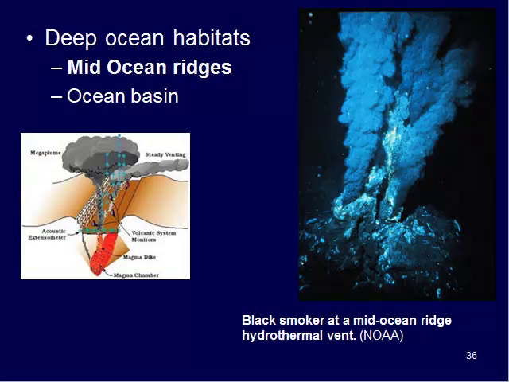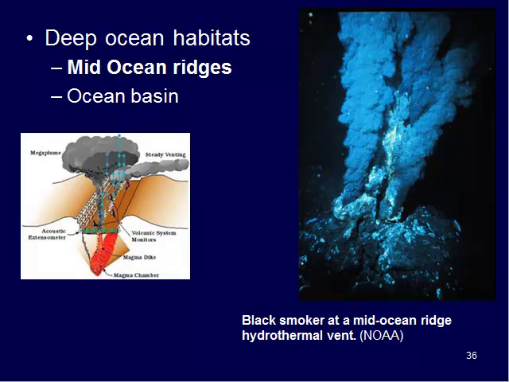So at these mid-ocean ridges is where we have chemosynthesis happening, where the producers of the food chain down in these environments are taking the stuff spewing out of these volcanic black smokers and turning it into something that can be eaten by some of the other critters that live there.